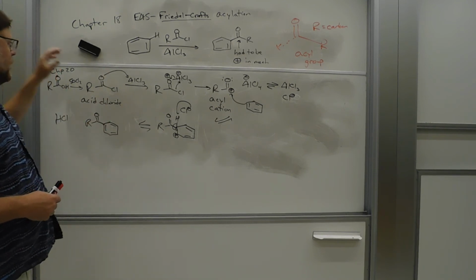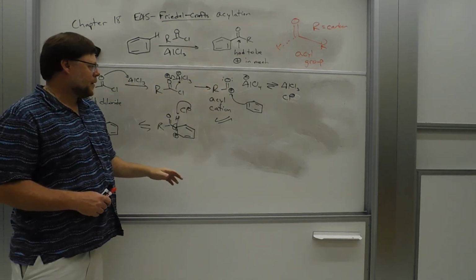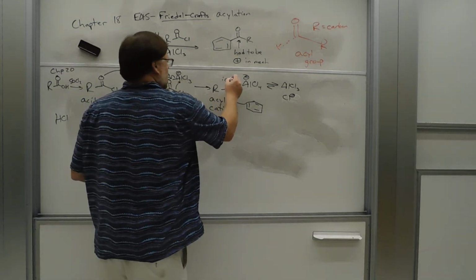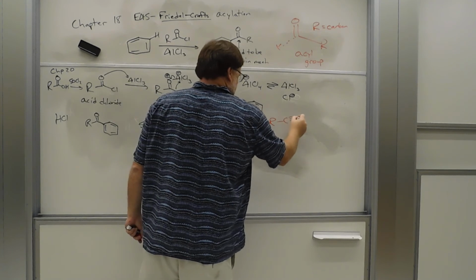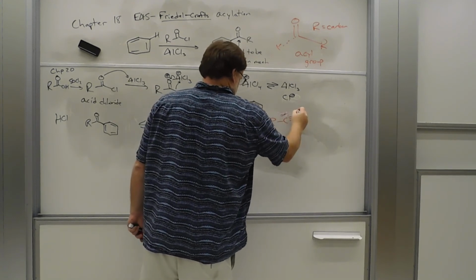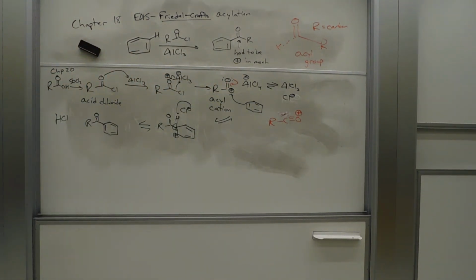So again, you don't have to know this part of the mechanism, but you wind up with this acyl cation, and there's a resonance structure here, right? That oxygen can donate, and the carbon is technically sp hybridized, and you get a positive oxygen. So it's a pretty stable cation. It's not super stable, but it's okay. And this reaction goes really well.